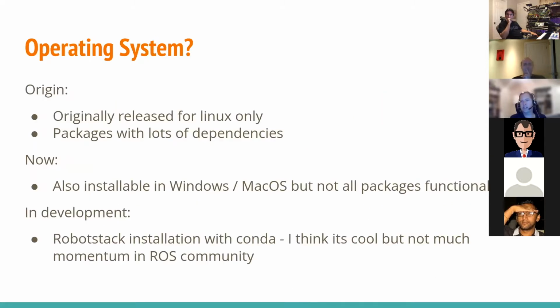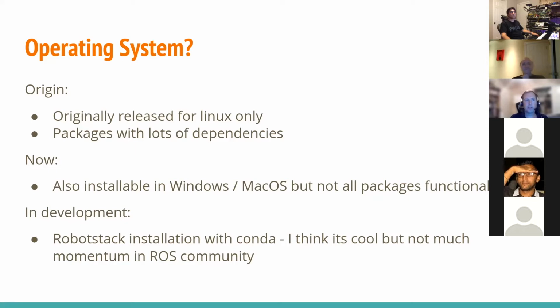So why do we call ROS an operating system? It was originally released for Linux only, and so going back to that history, it kind of started with an operating system. It's got packages with lots of dependencies, so lots of entanglement, so not as easily portable. Now we've got ROS that's installable on both Windows and Mac OS. Not everything works in those other environments, so Linux is still where you need to run it to have all the functionality. But there's still a lot of things you can do in Windows and Mac.